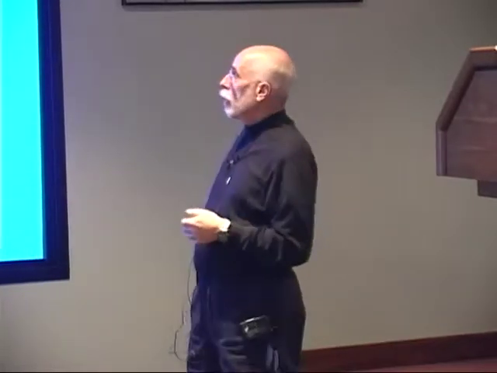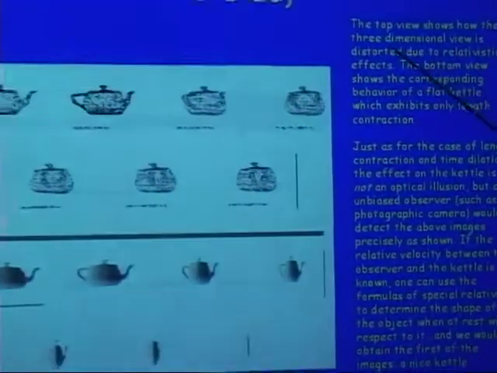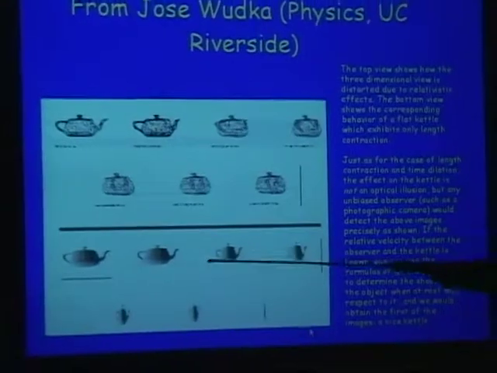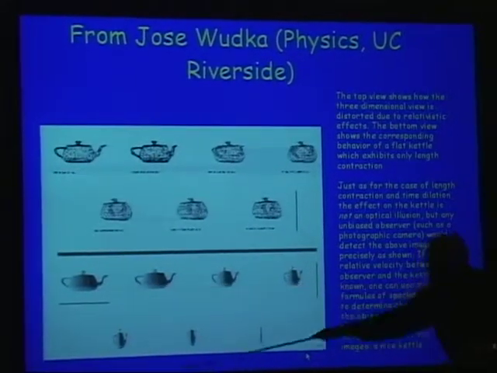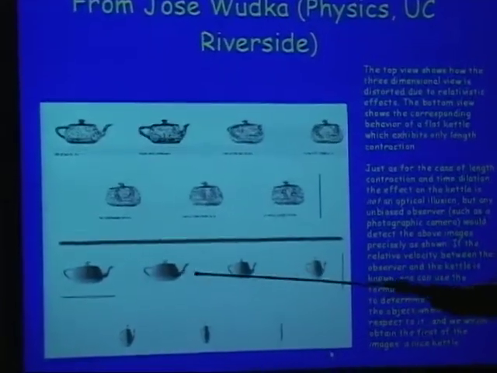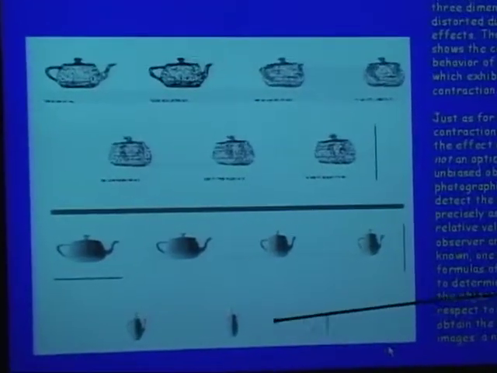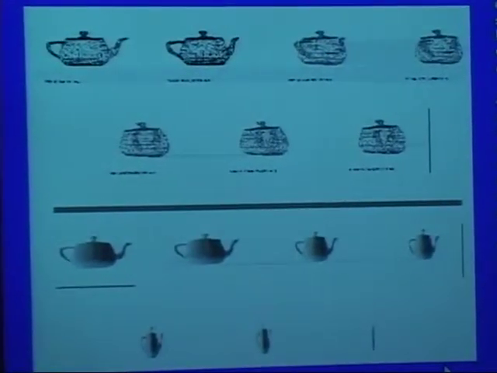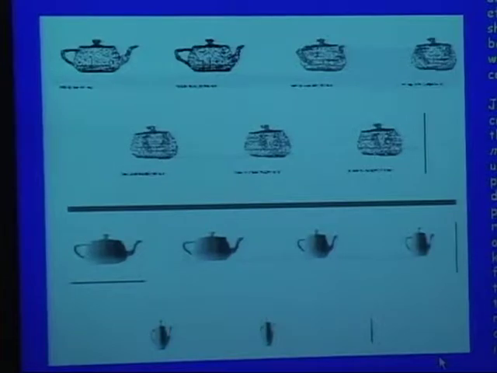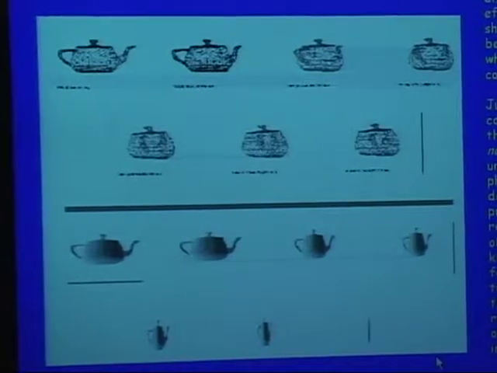A great place to look at this is in Taylor and Wheeler's book, Space-Time Physics, where they have lots of neat examples. Let's go on. Here's another example from Woodka of a teapot going by at high speed. And you see it appears to rotate. It's hard to see here; this drawing is not real good. But what it shows, if you look at the website, it's a little better, is that the teapot actually rotates. It doesn't crush down in one dimension. It just rotates.